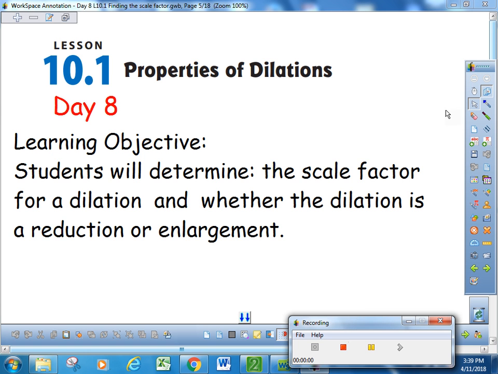Hi students, Friday, day 8. We're still going to work with dilations. This time we're going to determine what the scale factor is.